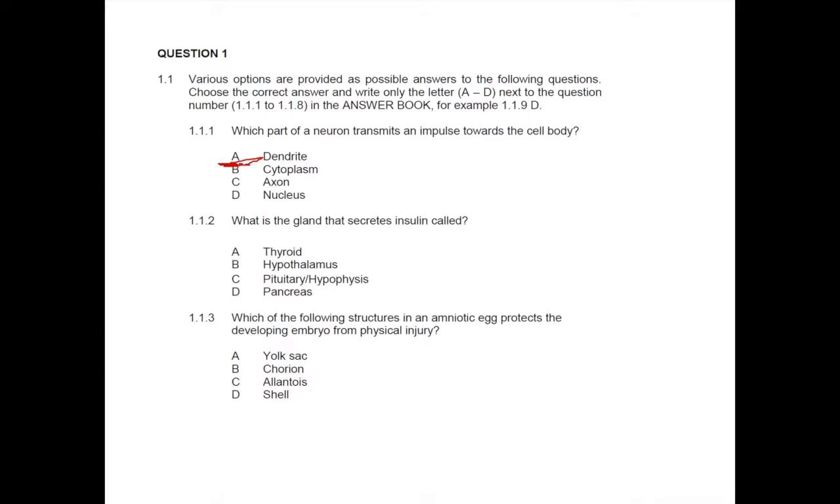Right. 1.1.2. What is the gland that secretes insulin called? Now we should know by now that insulin is secreted by the pancreas. So your answer is D. 1.1.3. Which of the following structures in an amniotic egg protects the developing embryo from physical injury? Here we usually look for the amnion, but can you see there's no amnion? So the next bet is the shell. The shell is there for protection of the embryo from physical injury.